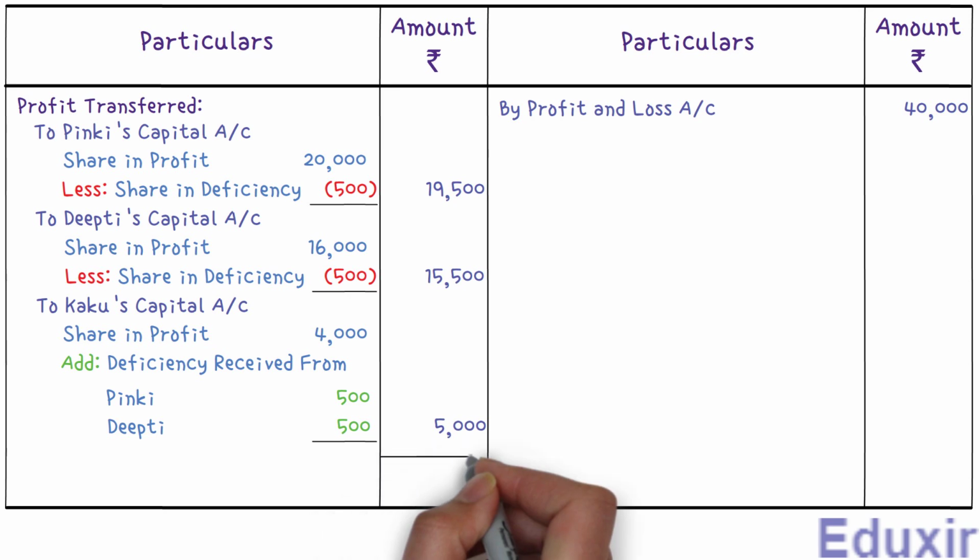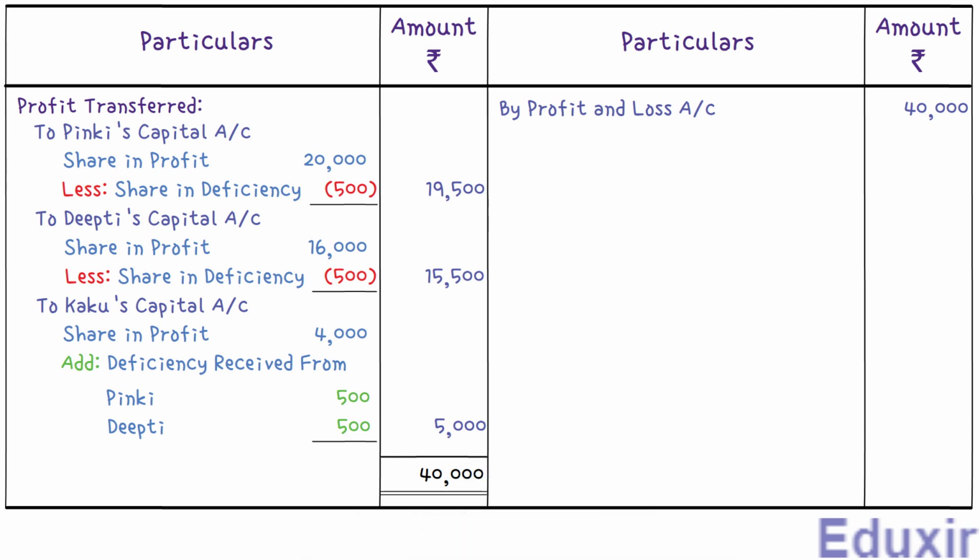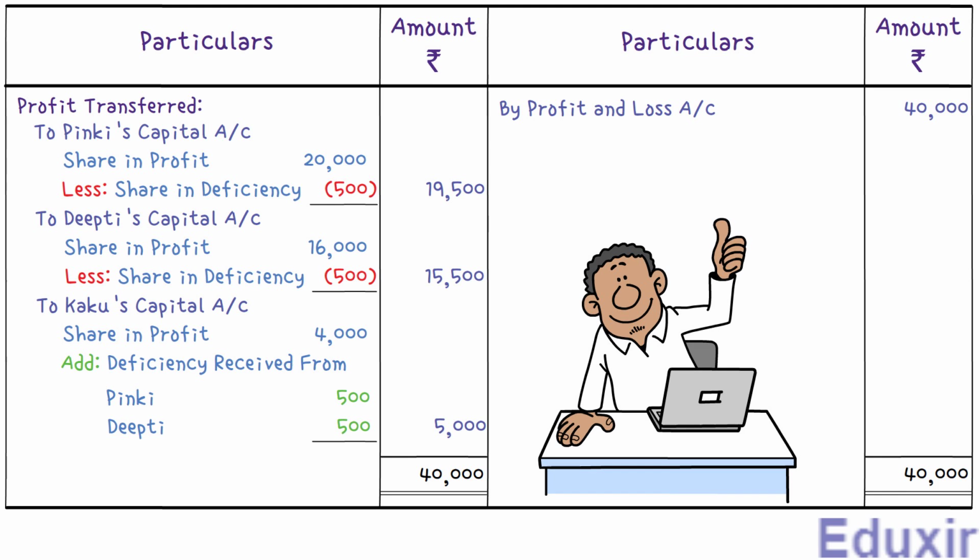Now, the total on the debit side of the profit and loss appropriation account is 40,000 rupees. Similarly, the total on the credit side of the profit and loss appropriation account is also 40,000 rupees. So, the profit and loss appropriation account is balanced. With that, we have come to the end of the solution to this problem.